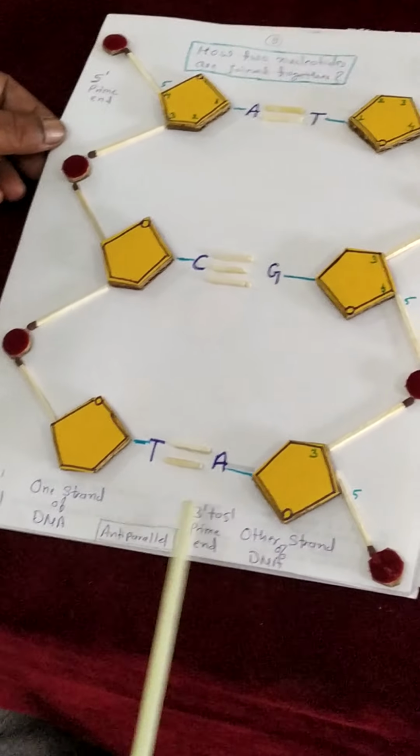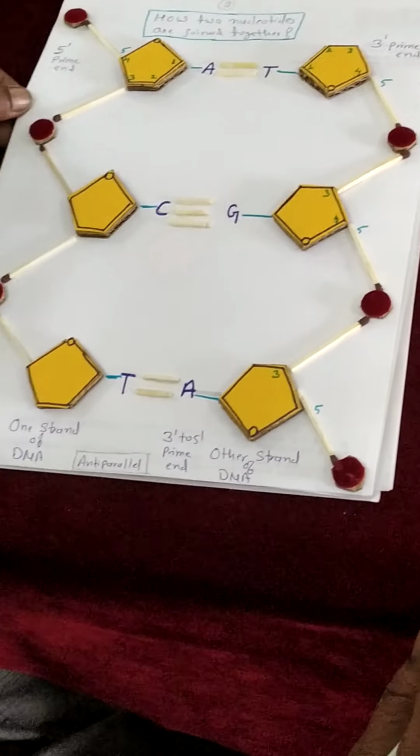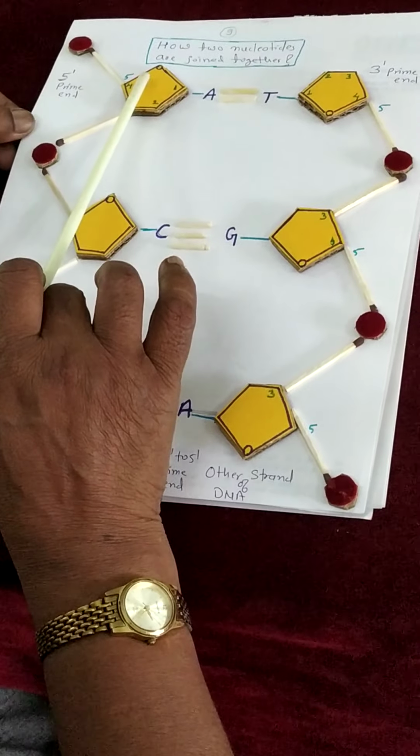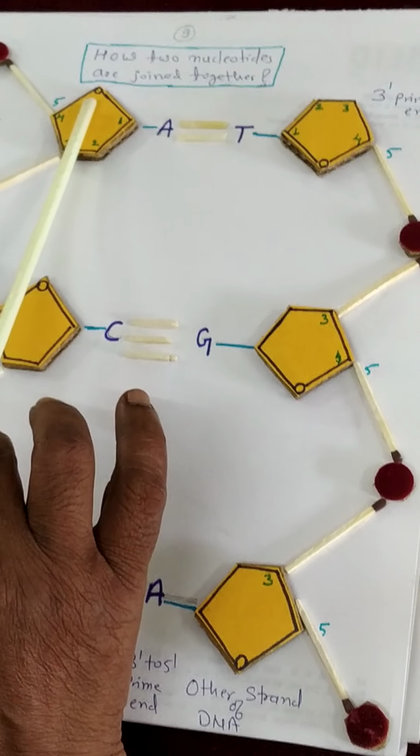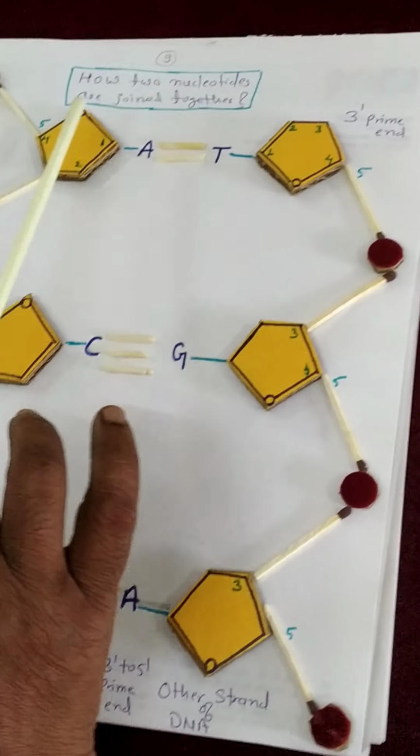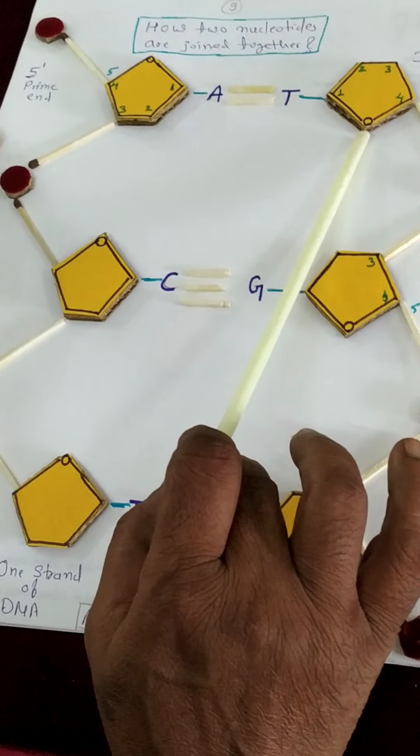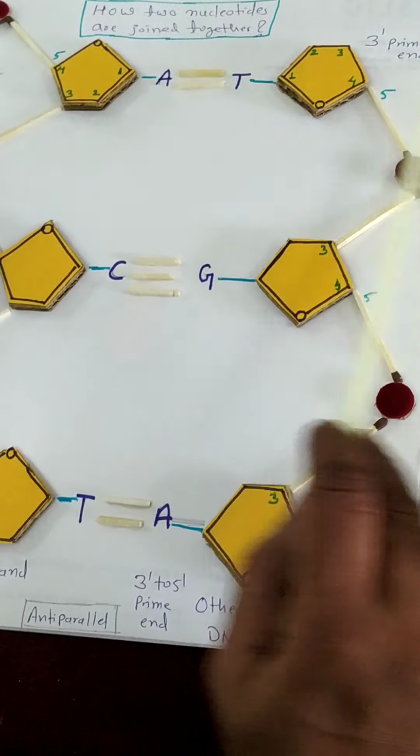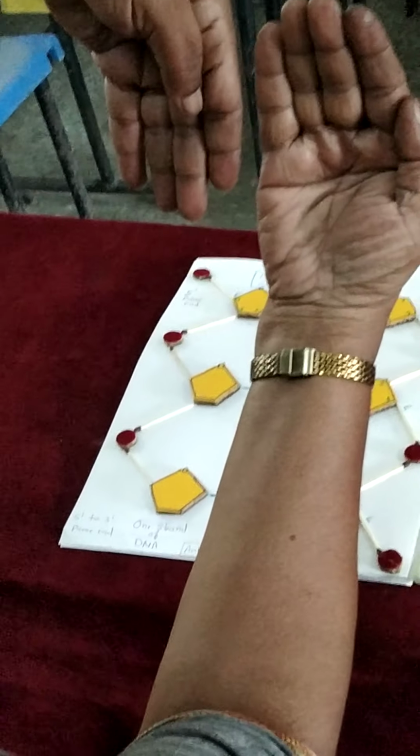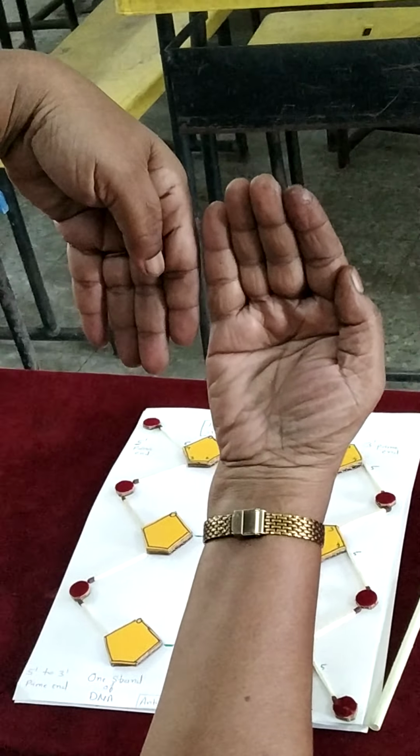So they are anti-parallel to each other. See, the structure of the pentose sugar is also anti-parallel. Oxygen is at the uppermost side, and in the other strand the oxygen is at the lowermost side. So these two strands of DNA are anti-parallel, just like these two palms.